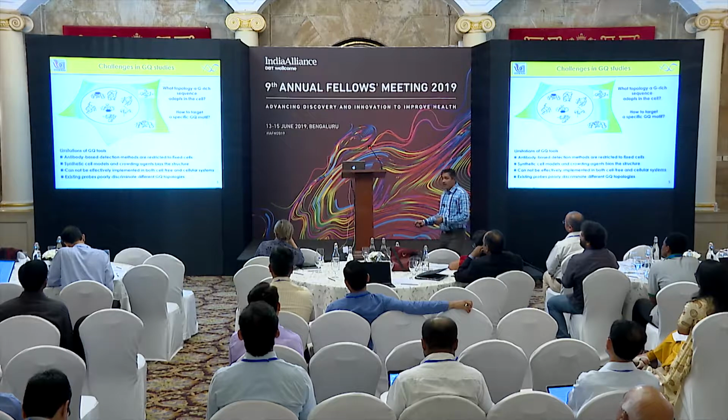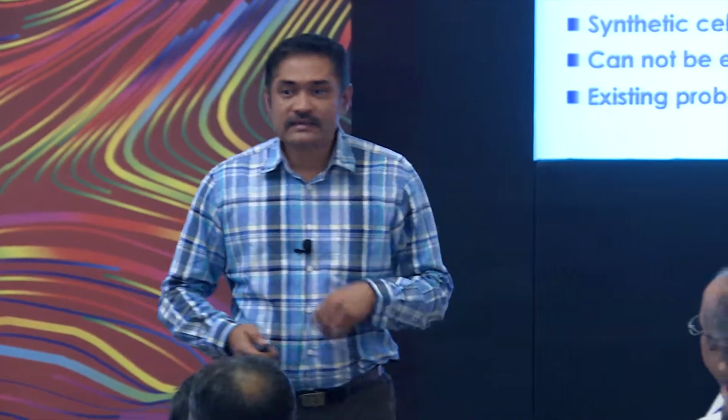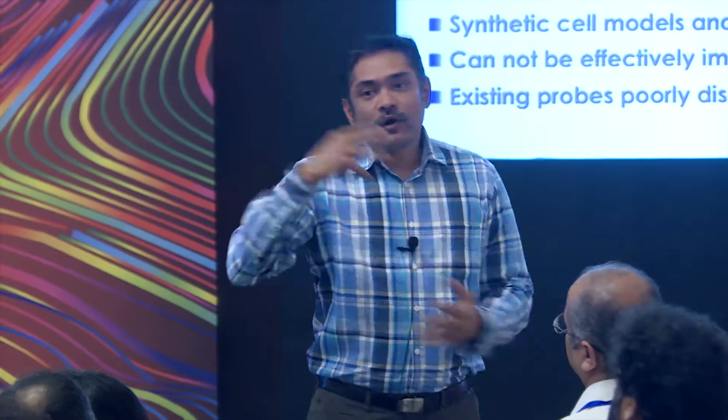And also most of the tools, chemical probes as well as tools, cannot be effectively implemented in both cell-free and cellular systems, and most importantly existing probes do not discriminate individual G quadruplex structure. That means they don't give a clear or distinct signature for individual G quadruplex structures that can be used to understand what structure these sequences can form inside the cell.